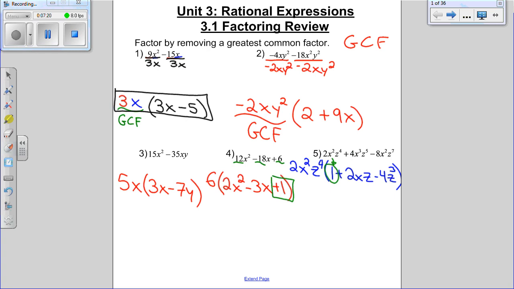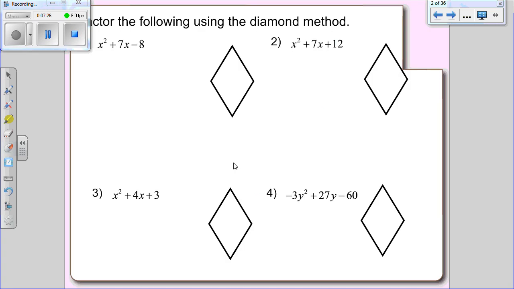Alright, the next type of factoring we're going to remind ourselves how to do is trinomial method, where we use the diamond method. So when we want to factor a trinomial, the first step is still going to be to do a GCF. So you're always going to check and ask, can I take a GCF out of this? The answer is I can't. That's when you then move on to your next step.